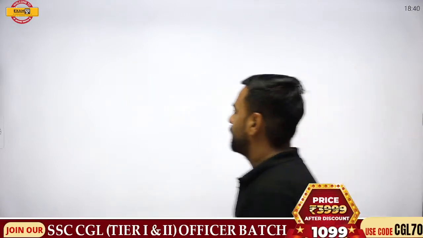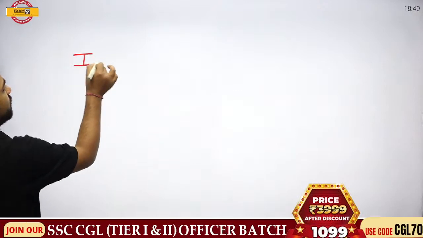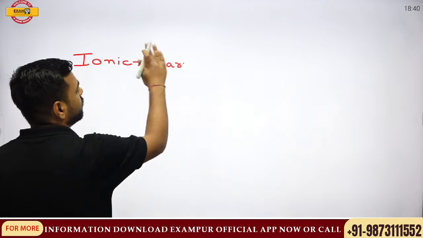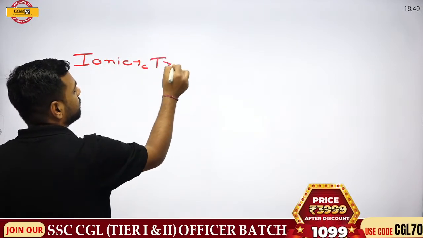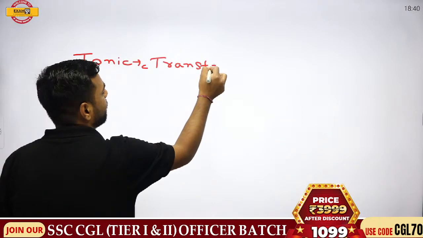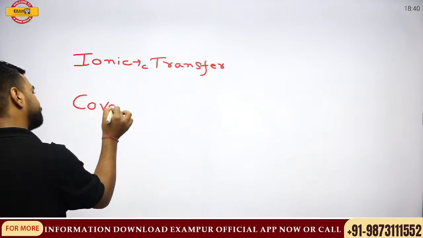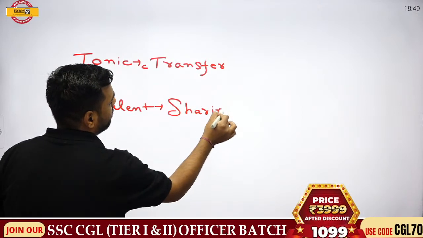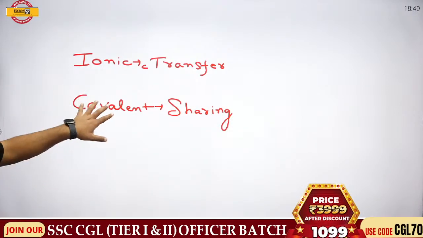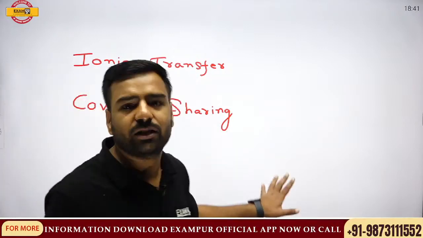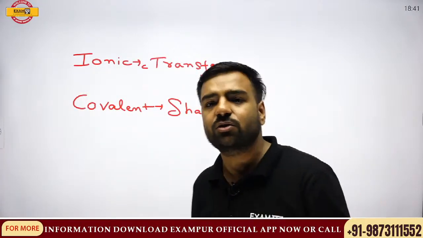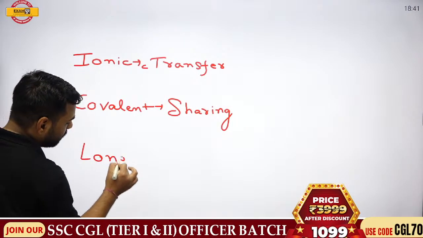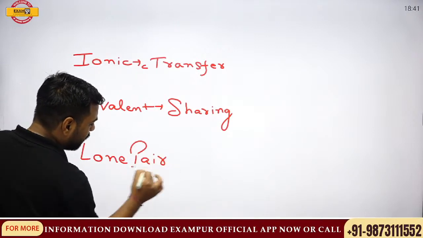Let's understand. First of all, if I go with the ionic bond, what was happening there? We were talking only about transferring, that is, transfer of electrons. If I talk about covalent, here sharing was happening. But with the coordinate bond, no doubt sharing is happening there also, but there's one new concept, where we are talking about lone pair.